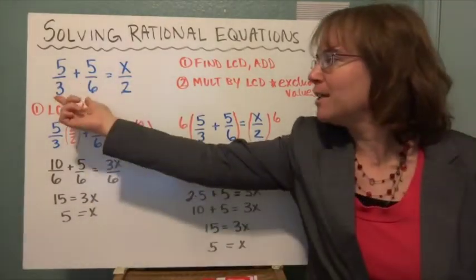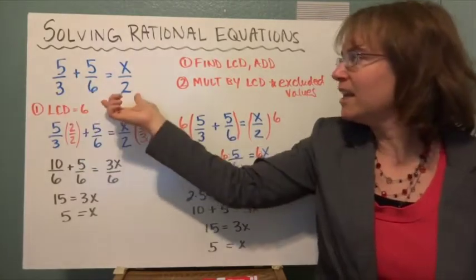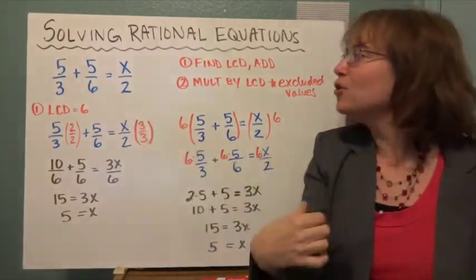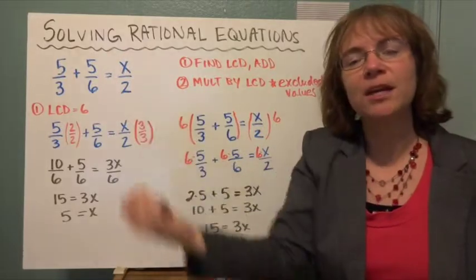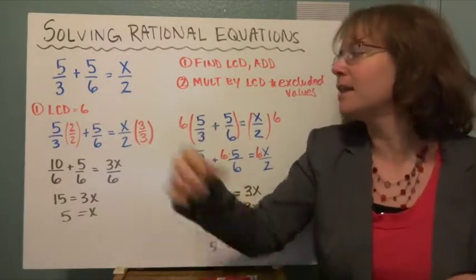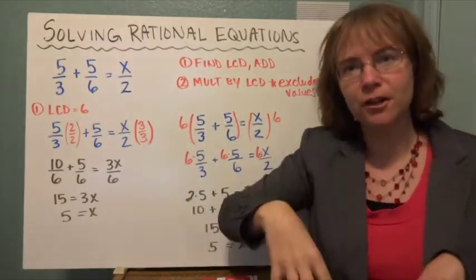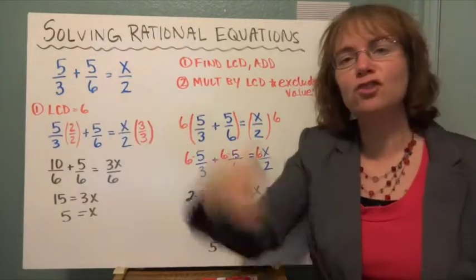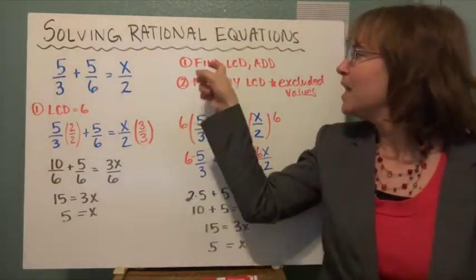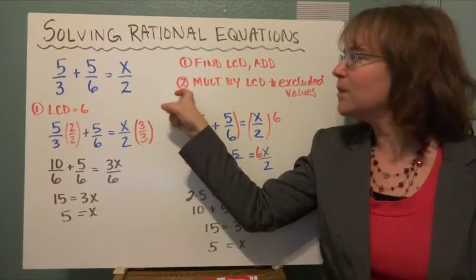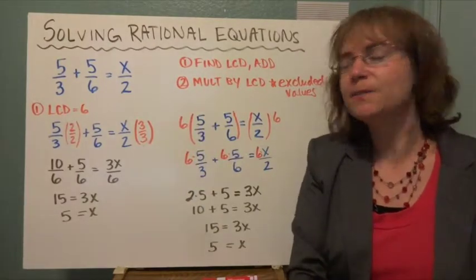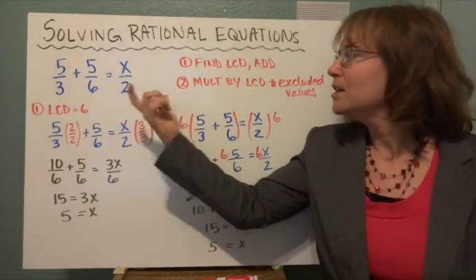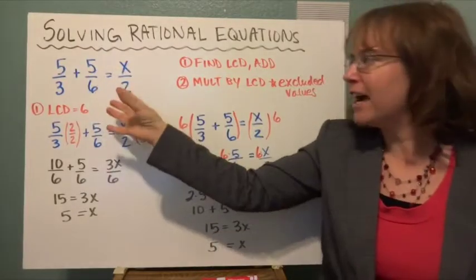We could find a common denominator here and here, and then we could set the numerators equal to each other, because we know anything over a common denominator equal to something else over a common denominator means those numerators have to be equal. The other way we could do it is we could multiply both sides by the common denominator. So we're sort of eliminating the fractions.